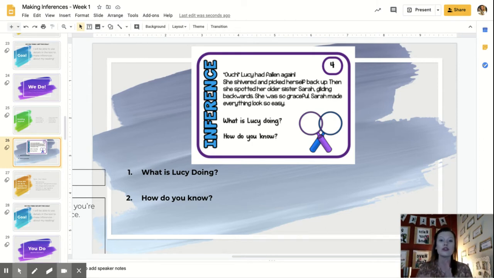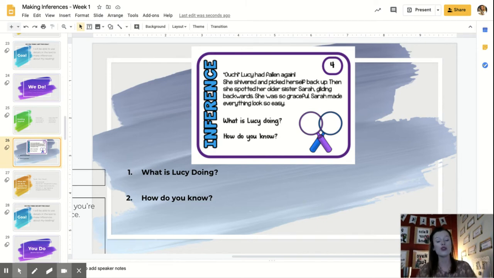Remember, good readers read the questions first. So what I'm going to ask you to do is read number 1 and number 2. Read those questions, okay? And then you're going to go right up here. You're going to read this task card, and you're going to make an inference. Remember, I need to think about my text clues, then my background knowledge, putting it all together, making an inference. So go find some clues in the text to help you figure out what is Lucy doing.